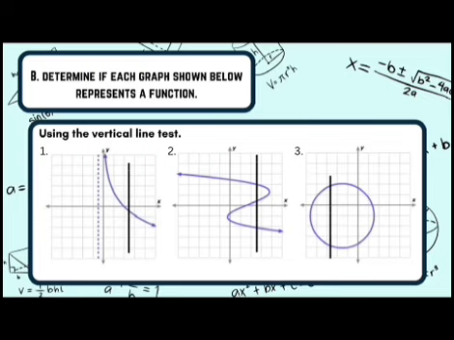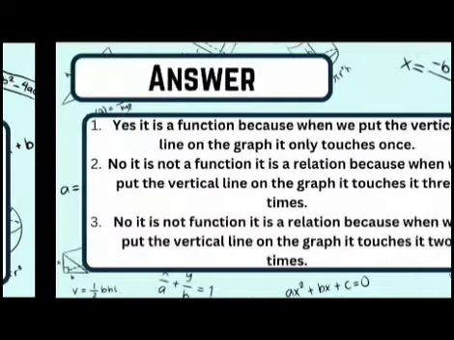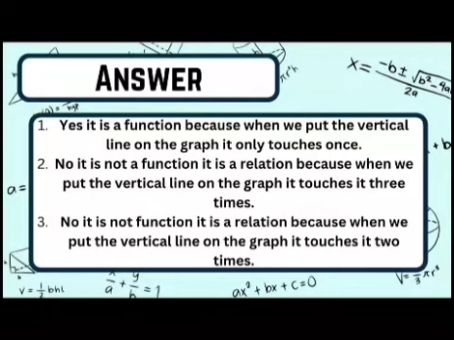Part B: determine if each graph shown below represents a function. Answer. Number 1: yes, it is a function because when we put the vertical line on the graph, it only touches once. Number 2: no, it is not a function, it is a relation, because when we put the vertical line on the graph, it touches it 3 times. Number 3: no, it is not a function, it is a relation, because the vertical line touches the graph 2 times.